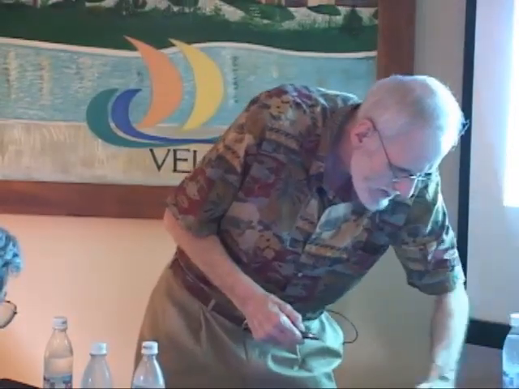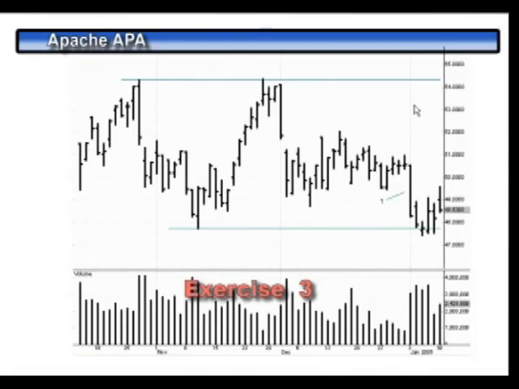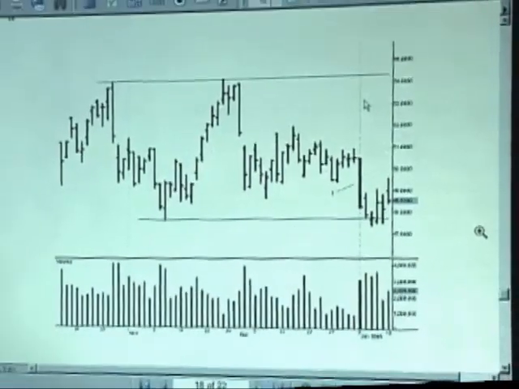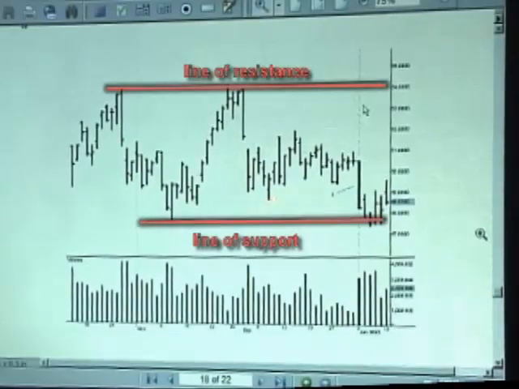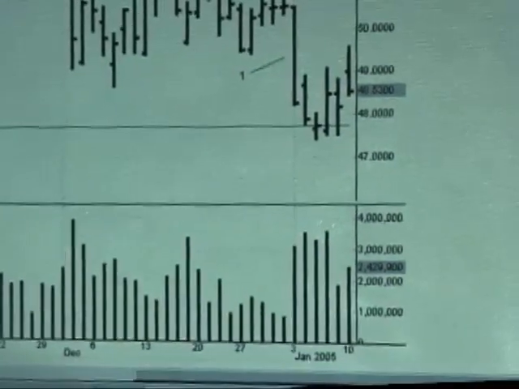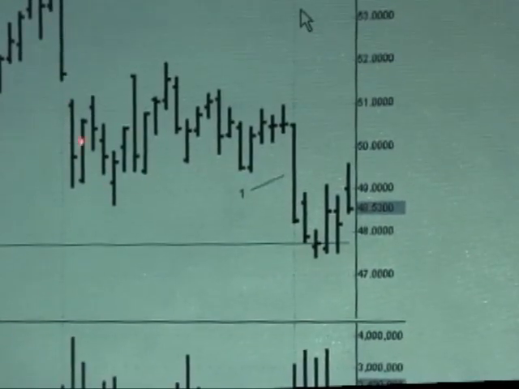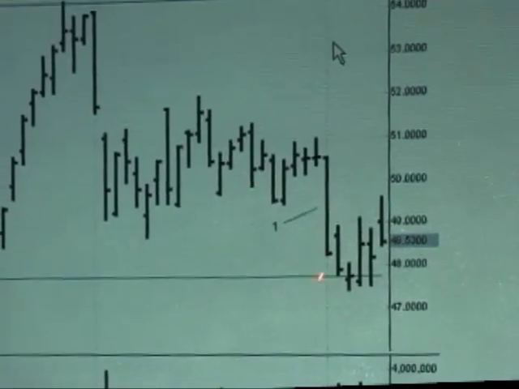I want to show you another one because it's such a beauty. It's one of my favorites. This is APA, Apache. We have a trading range that I've defined. I'm always drawing the resistance line and the support line. Everything on this chart looked bearish. Right here at point number 1, there is great ease of downward movement, just as there was up here. The market is now in trouble.